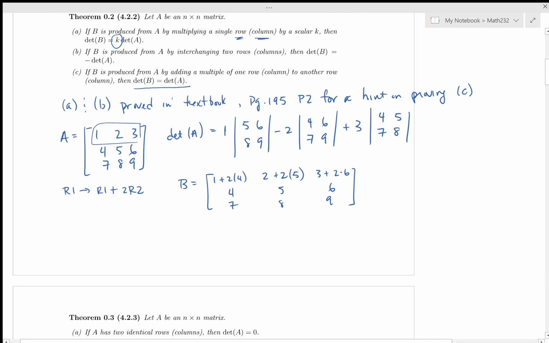Now what I'm going to do is write out the determinant of B using cofactor expansion along the first row. So that looks like this: 1 plus 2 times 4 times the determinant of 5, 6, 8, 9. These submatrices are going to be exactly the same because I'm going along the same row, and the other two rows have not changed. Then 4, 6, 7, 9, and some brackets there.